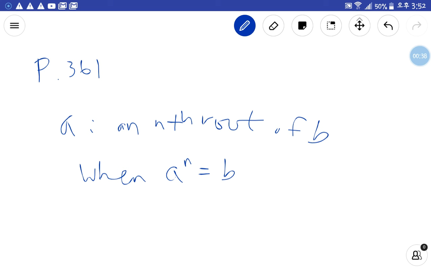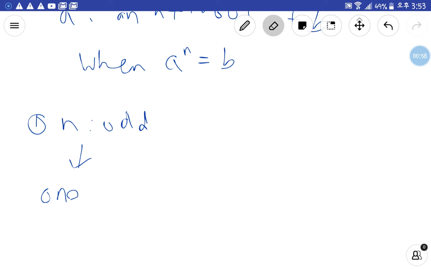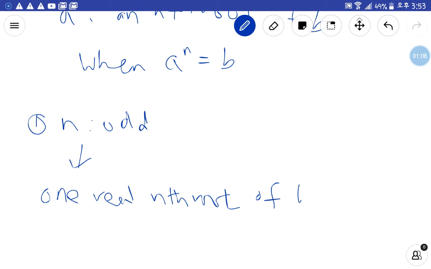Alright, so we have two scenarios. First scenario is when n is an odd number. What did they say? If n is odd, there is only how many real nth roots? Only one real nth root of b, denoted as the nth root of b. That's what you are going to have.